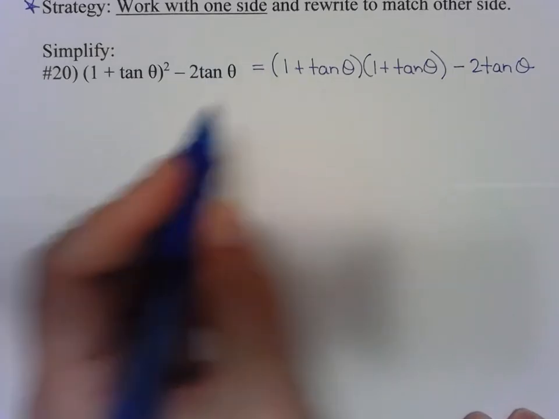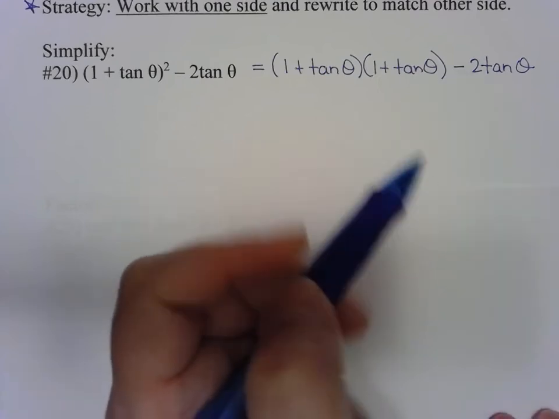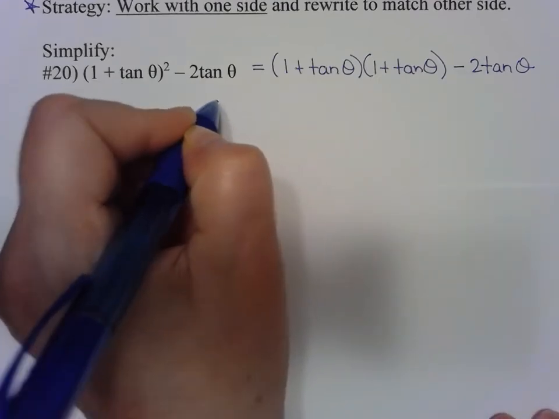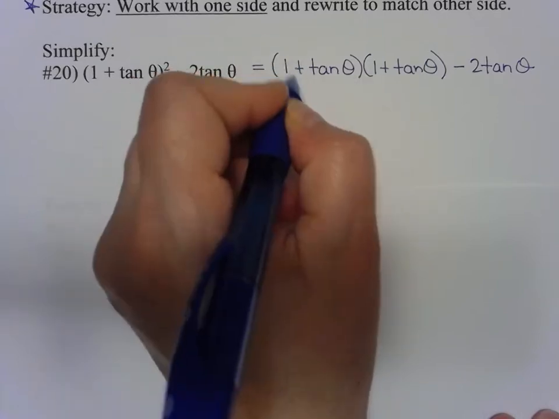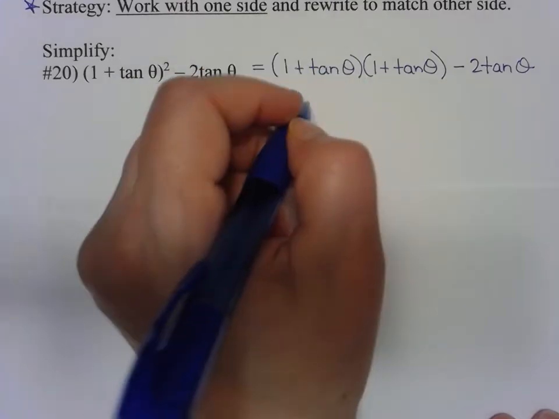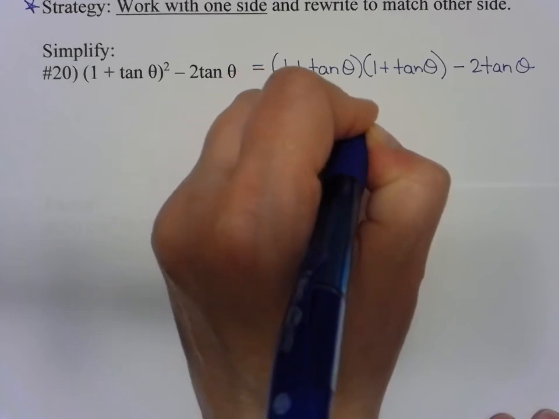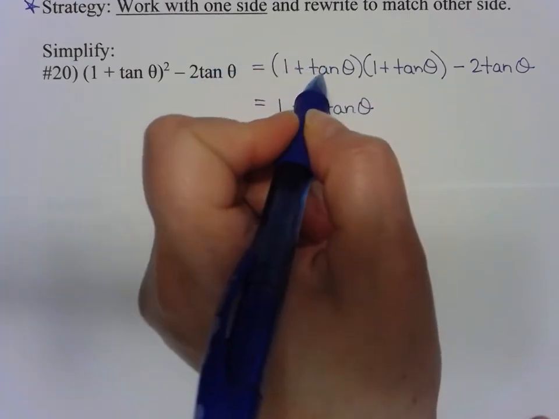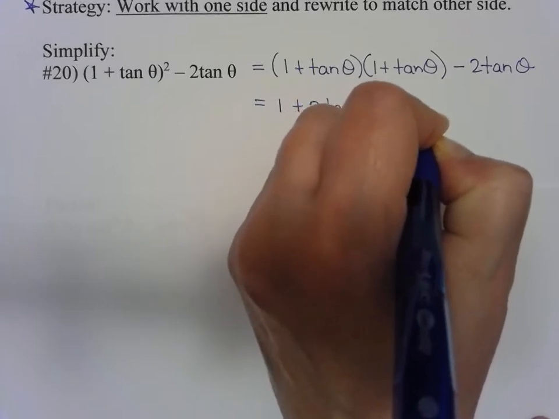For the moment, we're just going to let this minus 2 times the tangent of theta kind of hang out in the back, right? If we FOIL this, we'll have 1. On the outside, we'll have plus tangent of theta. On the inside, we'll have plus tangent of theta. So that's plus 2 times the tangent of theta. And then the last times the last would be a plus tangent squared.